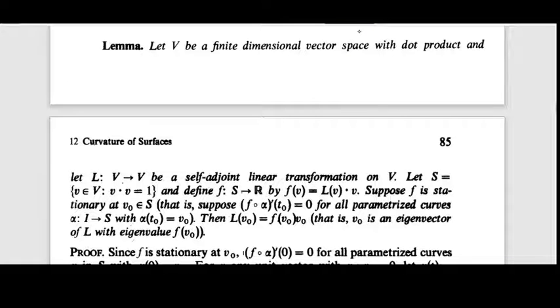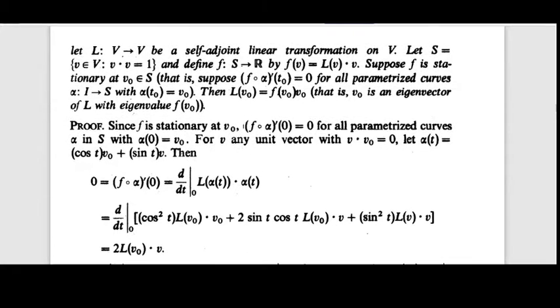In the last class, we discussed this lemma. Let V be a finite dimensional vector space with a dot product, and let L from V to V be a self-adjoint linear transformation on V, and S be the set of all v in V such that v dot v equals 1. We define a function from S to R by f of v equals L of v dot v.